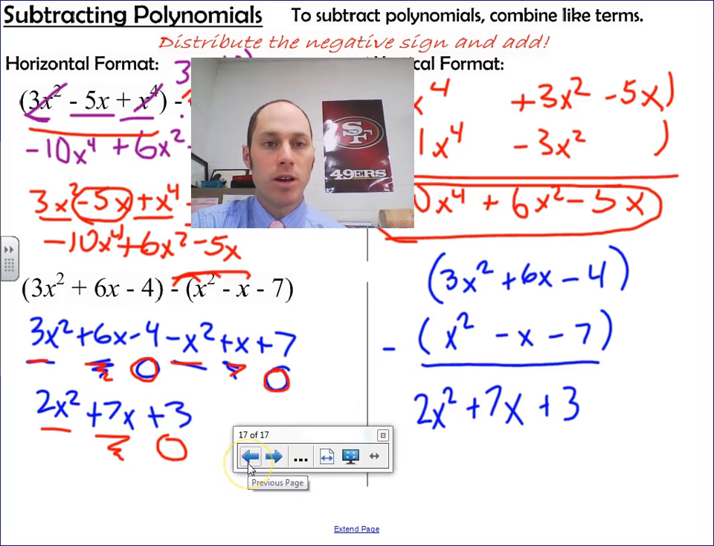So today we learned what a polynomial is, what a binomial is, 2 terms, a monomial, 1 term, a trinomial, 3 terms. And we learned what the degree is and the leading coefficient, and how to add and subtract polynomials.